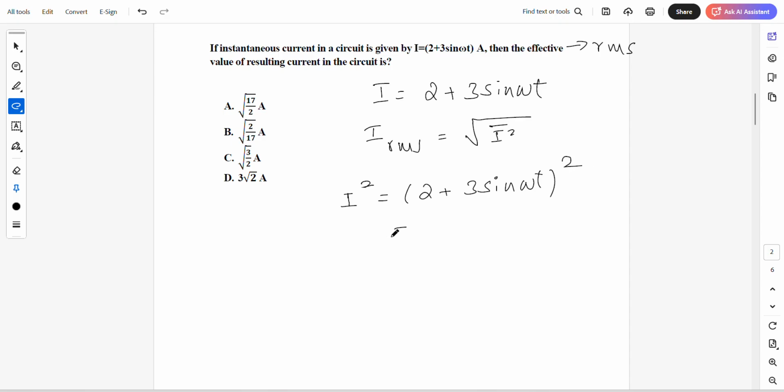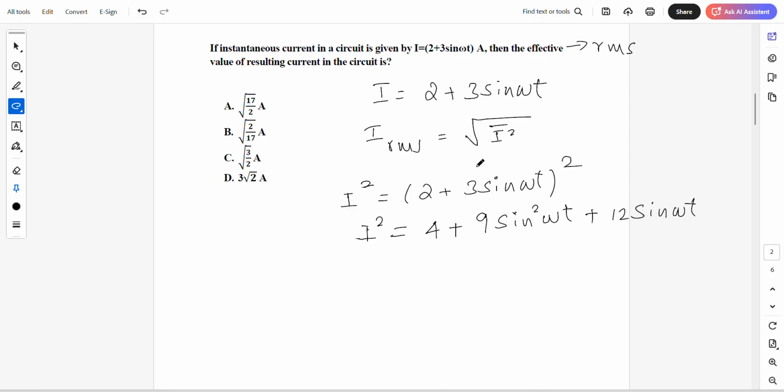I can use the formula (a plus b) the whole square, which is a square plus b square plus 2ab. Here 2ab means 2 into 2 into 3, that is 12. So I square is 4 plus 9 sine square omega t plus 12 sine omega t.